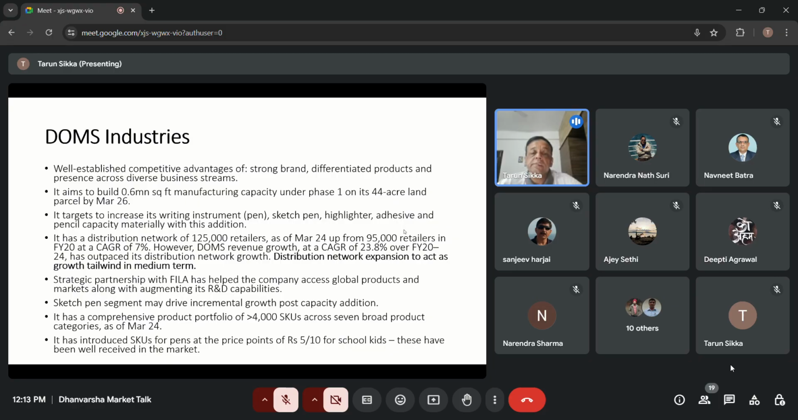Strategic partnership with Fila has helped the company access global products and markets along with augmenting its R&D capabilities. Sketch pen segment may drive incremental growth post capacity addition. It has a comprehensive product portfolio of more than 4,000 SKUs across 7 broad product categories as of March 24. It has introduced SKUs for pens at a price point of rupees 5 to 10 for school kids. These have been well received in the market.